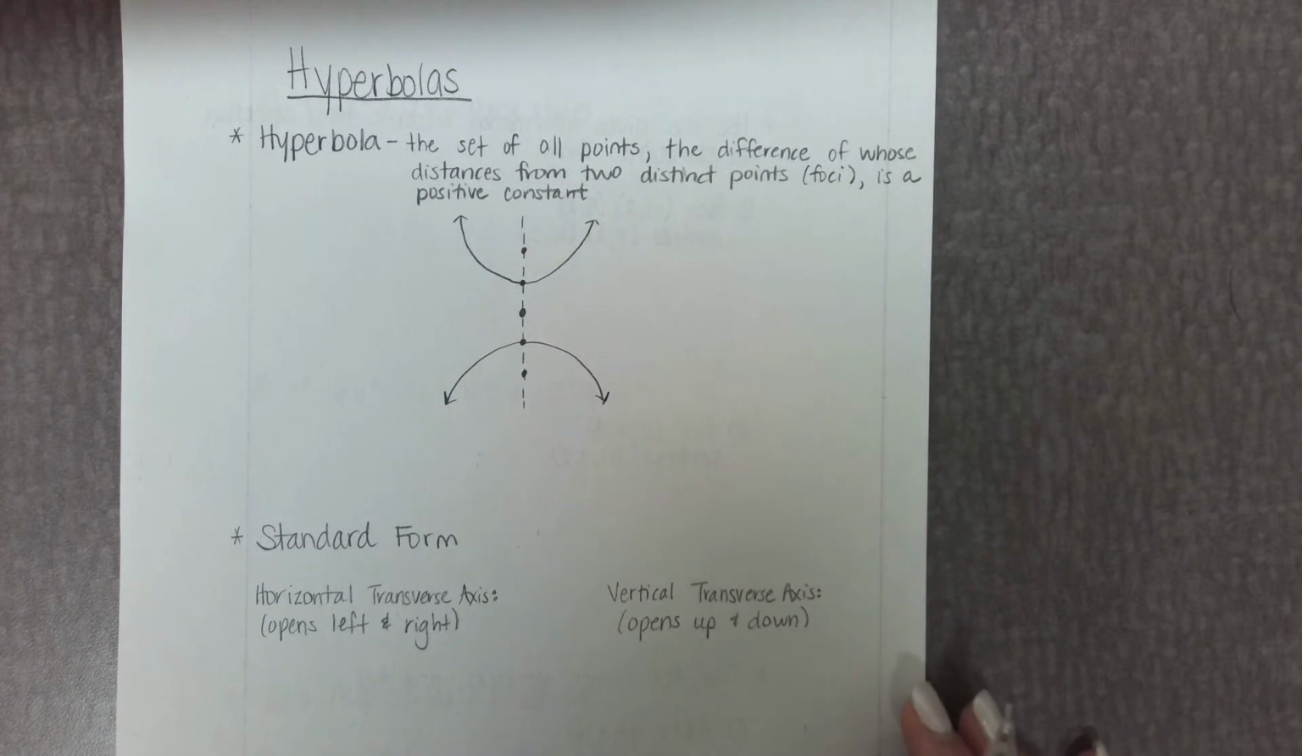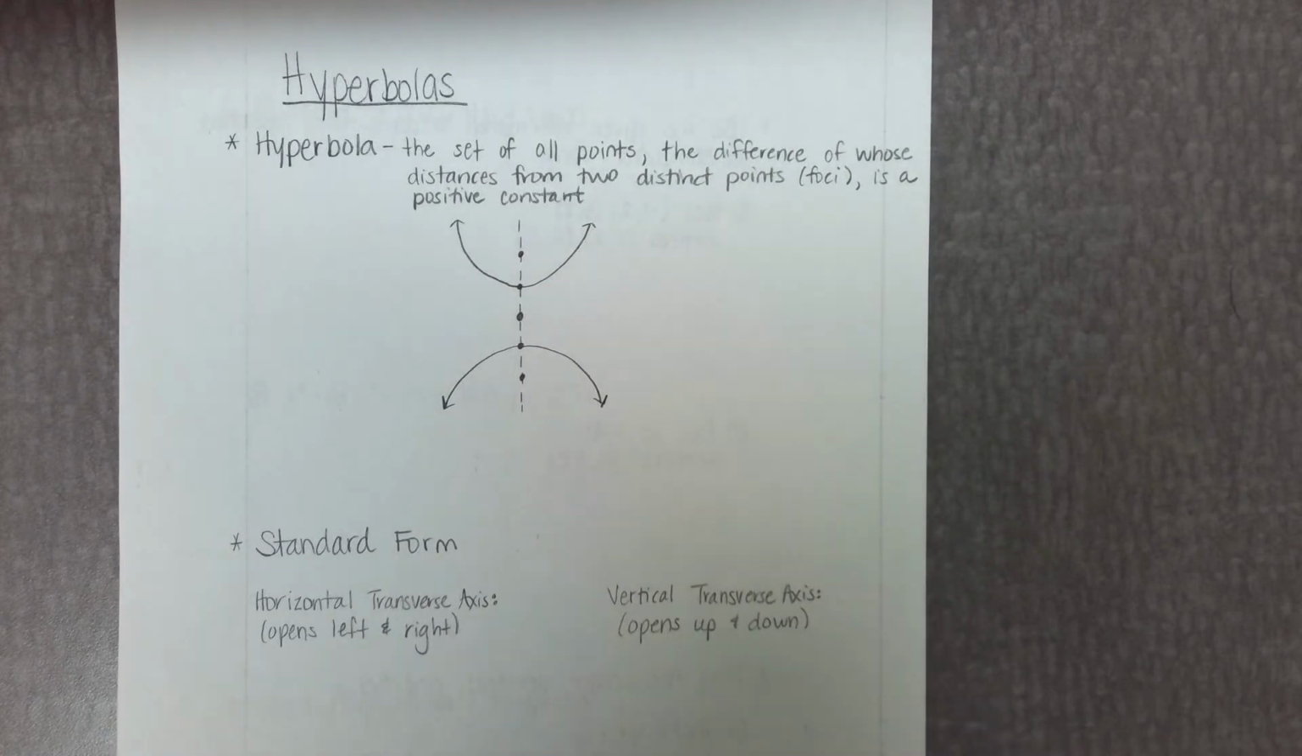In this video, we're going to look at the fourth type of conic, which is a hyperbola. We're going to look at its definition, the different parts of a hyperbola, and how we can write the equation of a hyperbola in standard form if we're given certain parts of the hyperbola.